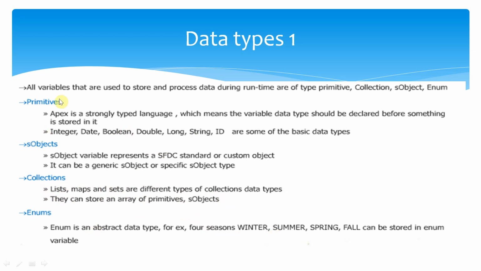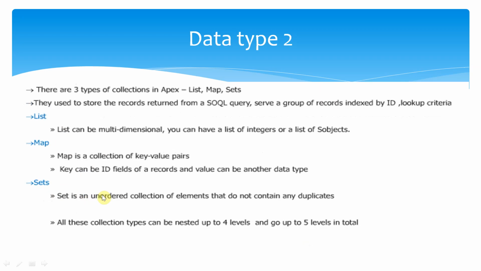Okay, basically we will be working with objects and collections. Collections are very important in Salesforce because collections are used to overcome governor limits. More on the data types, there are three collections in Apex: lists, maps, and sets. You can store primitives as well as data that is returned from an SOQL query. So you can serve as a group indexed by ID lookup criteria.